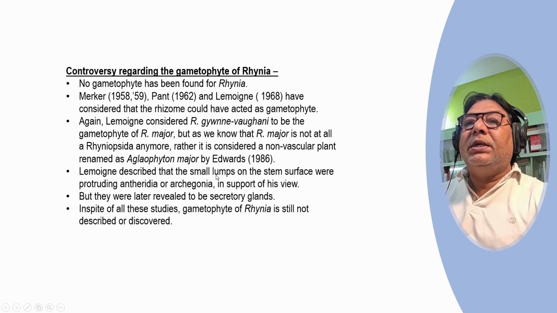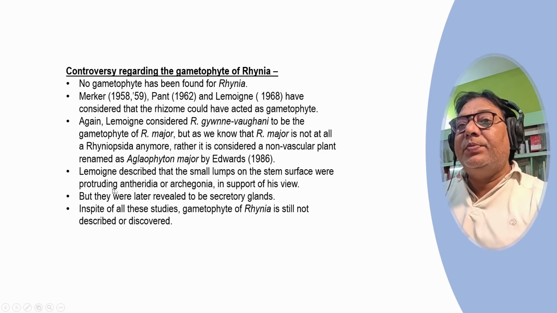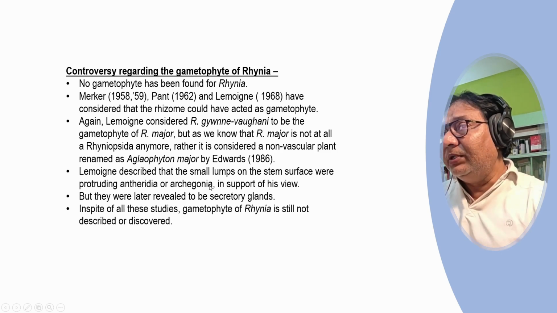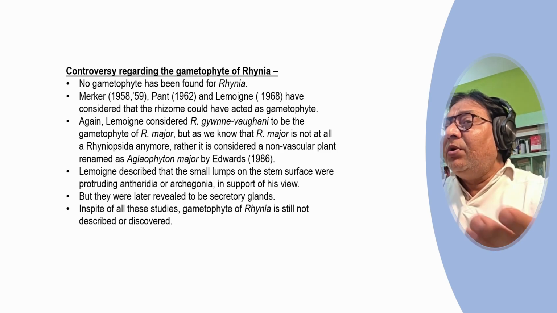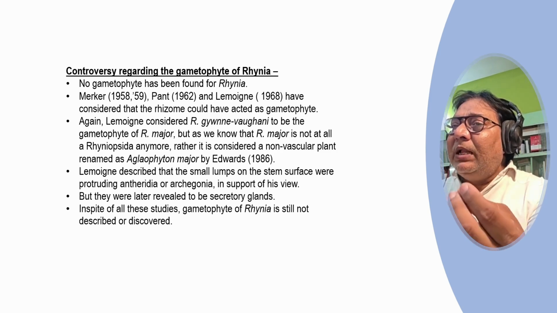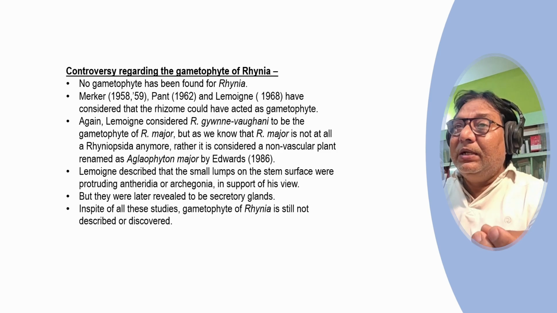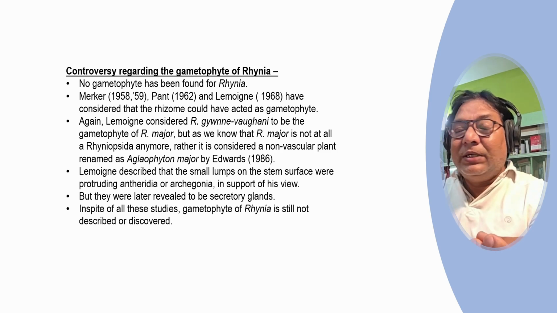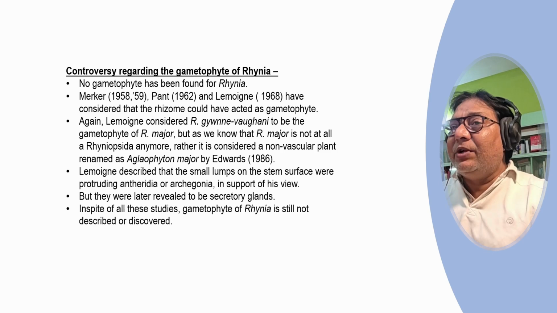Anyway, let me concentrate. Lemoigne described that the small lumps on the stem surface were protruding antheridia or archegonia. If those were antheridia and archegonia, these are sex organs, they grow on the gametophyte. So the small lumps, those were visible. If they were antheridia and archegonia, then definitely the Rhynia gwynne-vaughanii, the sporophyte that we described, it is not actually sporophyte, it should be gametophyte. But those were not antheridia or archegonia.